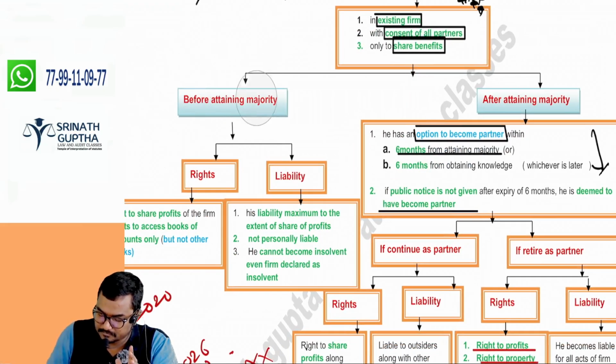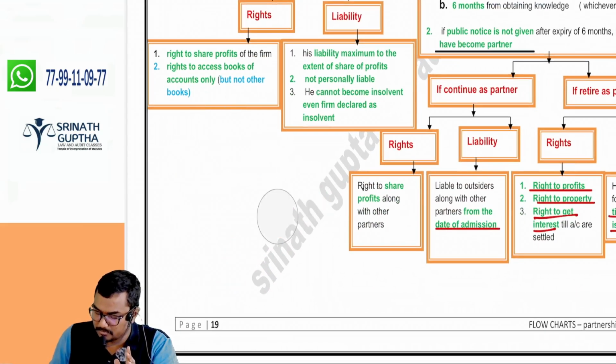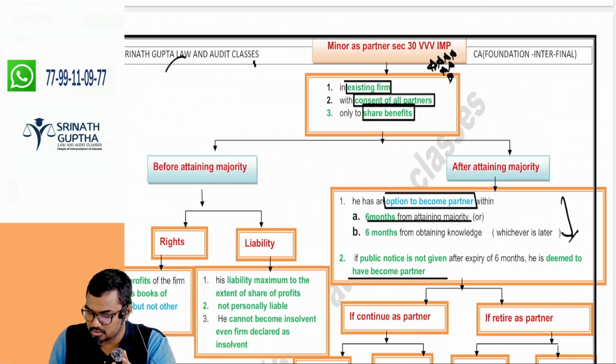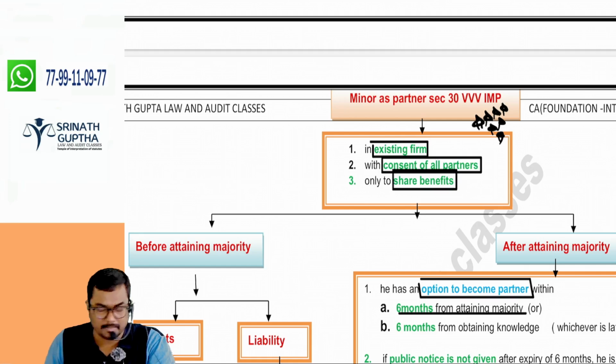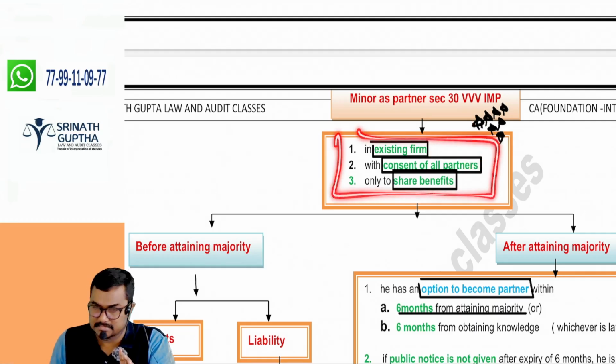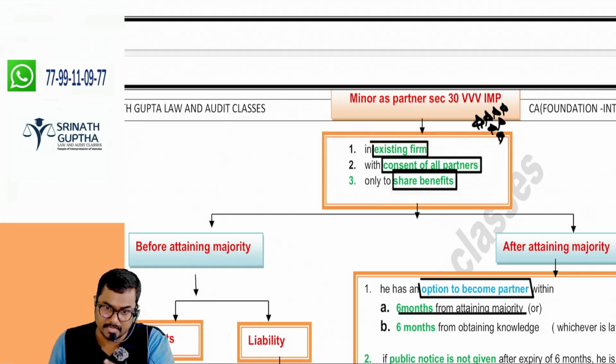Star star, very very important from the exam point of view. Minor as a partner. Generally a minor cannot become a partner in the partnership firm. A minor can become a partner if it is an existing firm with the consent of all the partners. He will take only profits but not the losses. If these three conditions are satisfied, A plus B plus C, he may become a partner.